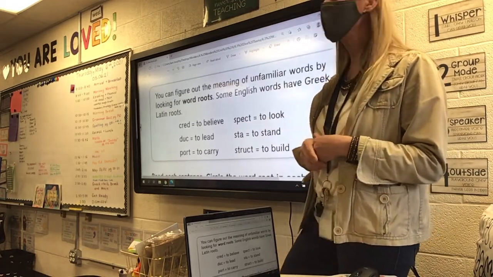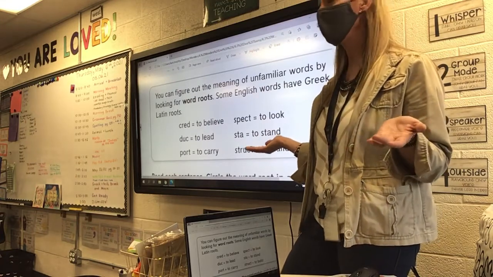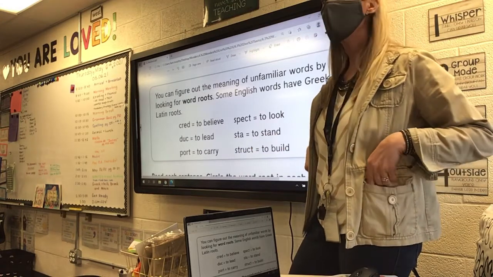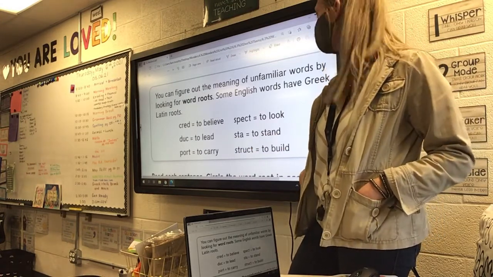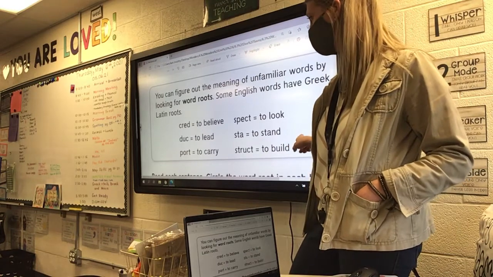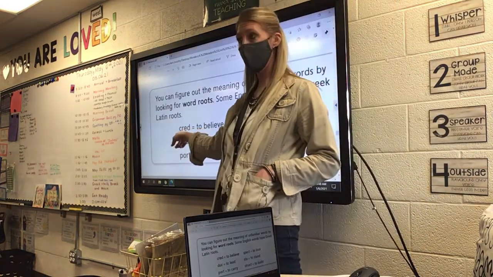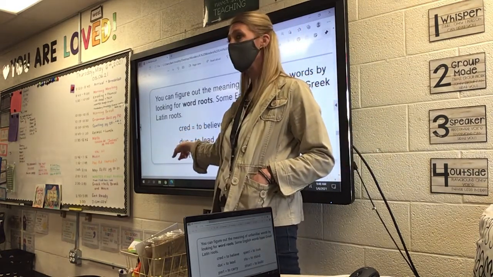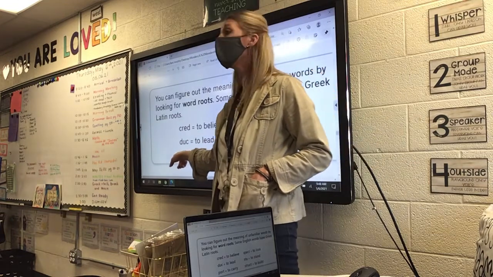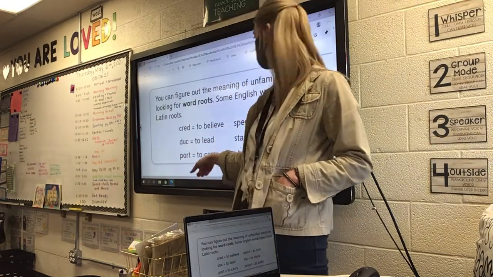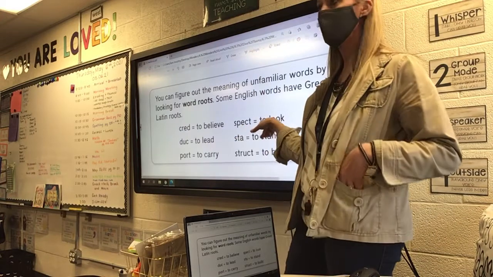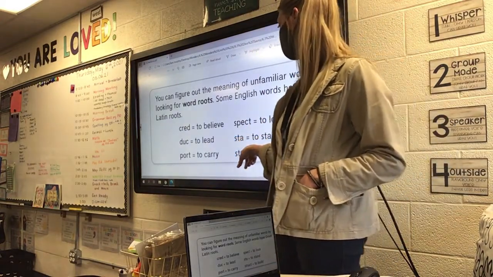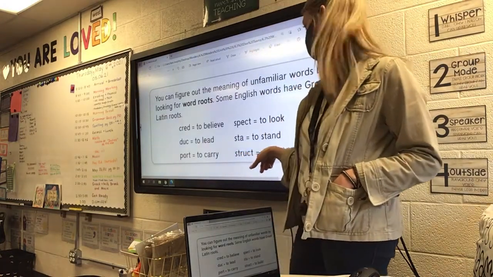Okay, all right. It says you can figure out a meaning of an unfamiliar word. That means a word you don't know by looking for root words. Some English words have Greek, Latin roots. So, if I have cred, that means to believe. If I have duct, that means to lead. If I have port, that means to carry. If I have spect, that means to look. If I have stat, that means to stand. And if I have struct, that means to build.